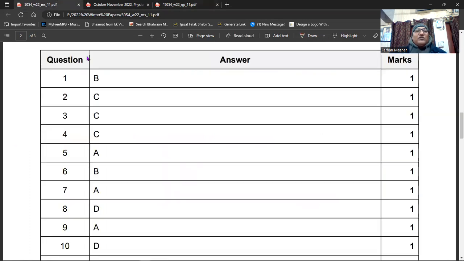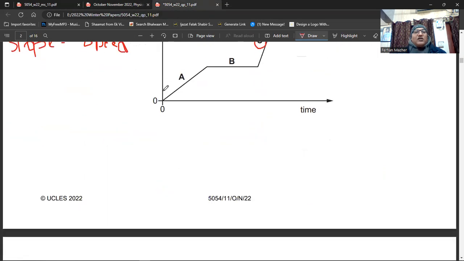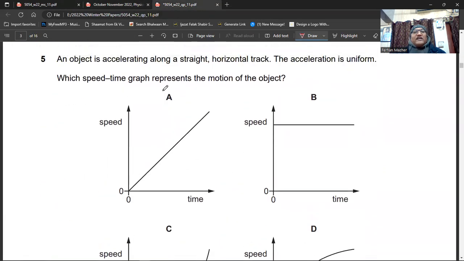Here the gradient is the largest, so here the speed is the fastest. So I think question number 4, C is the right choice. Okay, so we are going to the next question. The next question coming up on your screen is question number 5.